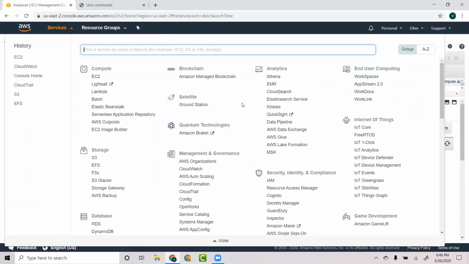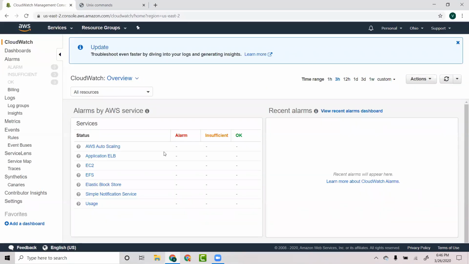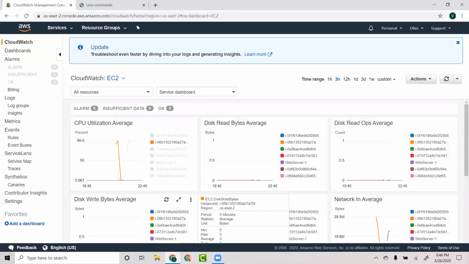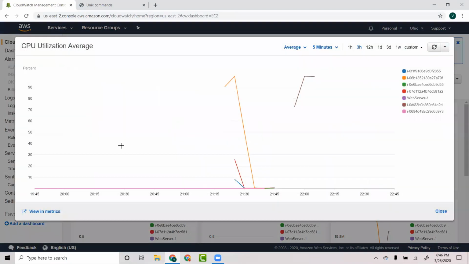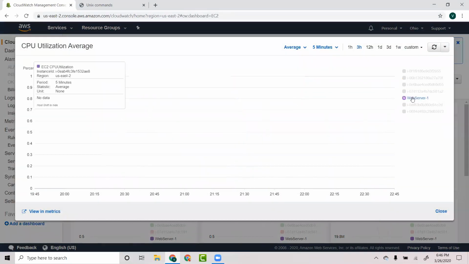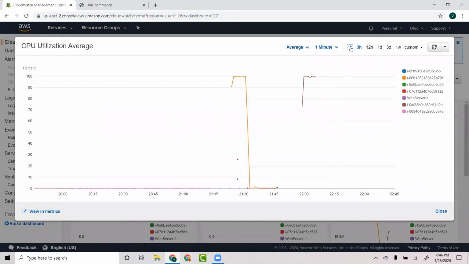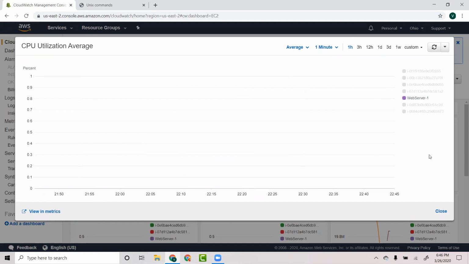So let's go to CloudWatch now. I enabled detailed monitoring, so CloudWatch will be able to pull data every minute. Click on EC2. Okay, so this is my web server one. Within this, I want 1 minute. In the last 1 hour, give me the web server one. Nope, no data yet. So that's fine.